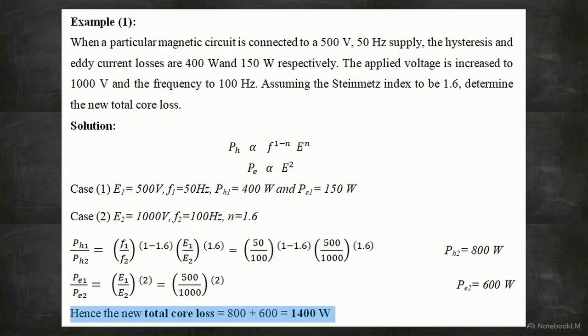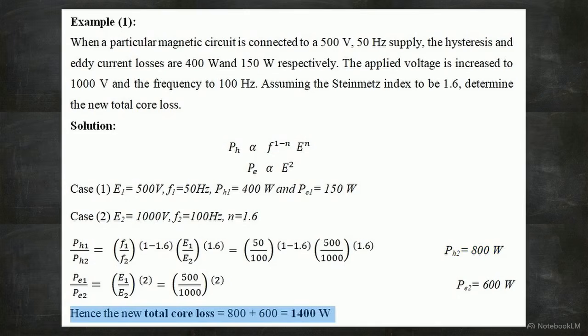Moving to the calculations, we set up a ratio between case 1 and case 2 for hysteresis loss. Plugging in the raw data, pay close attention to the frequency exponent. 1 minus the Steinmetz index of 1.6 results in a negative 0.6. Solving the ratio gives us our first concrete answer. The new hysteresis loss, pH2, increases to 800 watts.